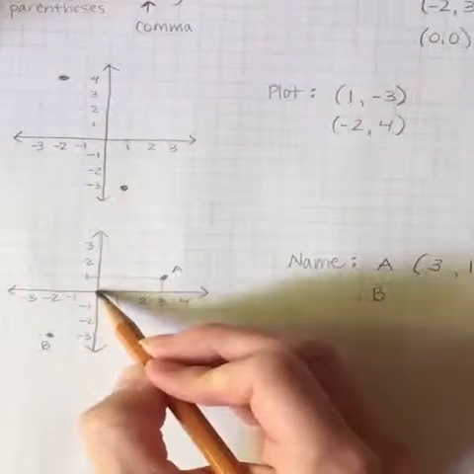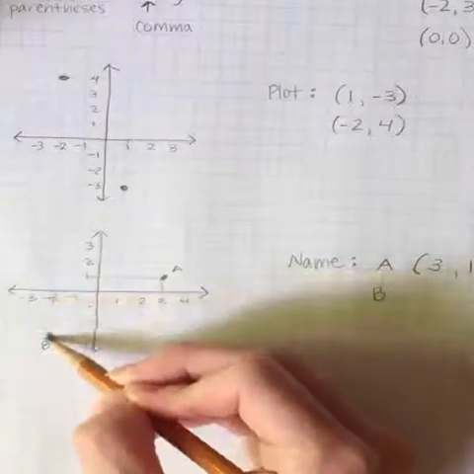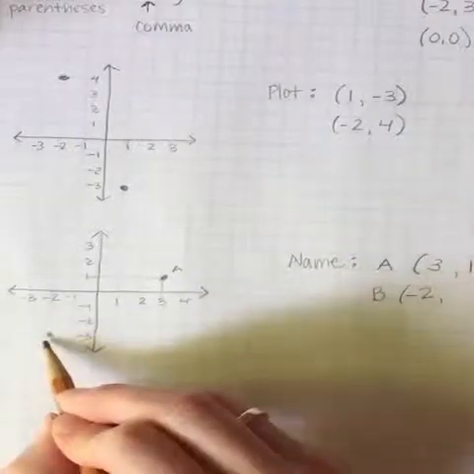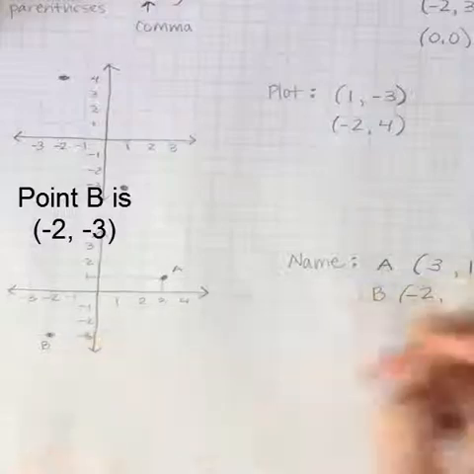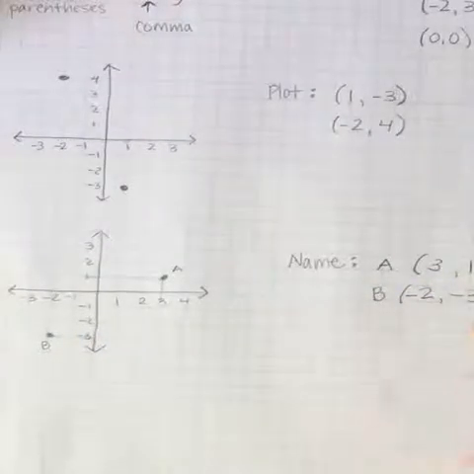B, if I look at the x value first, is at -2. So that's my x value. And then I look at my y value second. My y value is -3. So point B is at -2, -3.